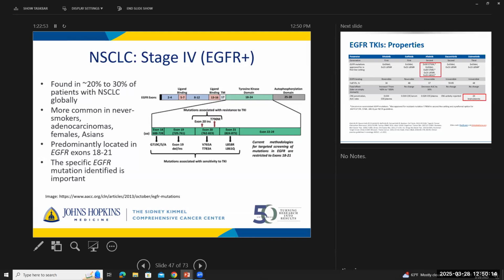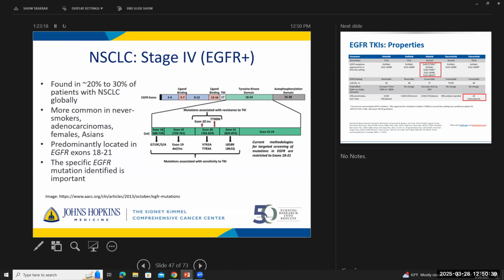And when I say Asian, I don't mean like China, Japan, I mean the Asian continent, including India and countries in that part of the world. Females tend to have a higher percentage than males for EGFR mutations. And these are almost always never smokers and almost always adenocarcinoma or non-squamous.